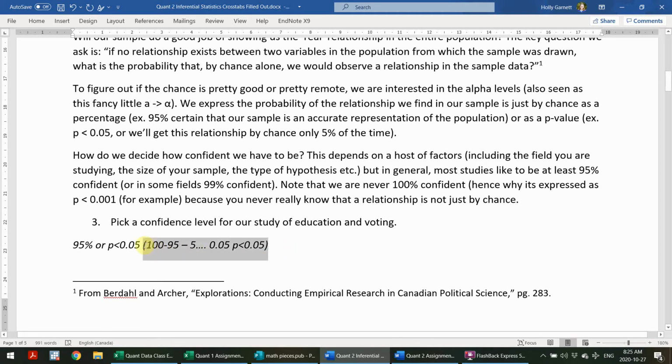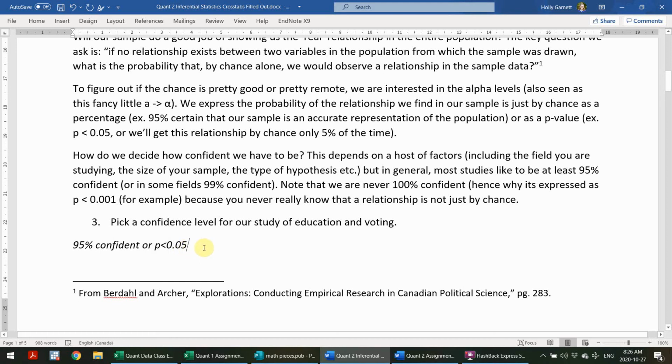I'll just take this part out though, because that's kind of my thought process. So this would be what our confidence level is. These things mean the same thing. I'm 95% confident is the same thing as saying we're okay that 5% of the time this relationship might happen by chance.